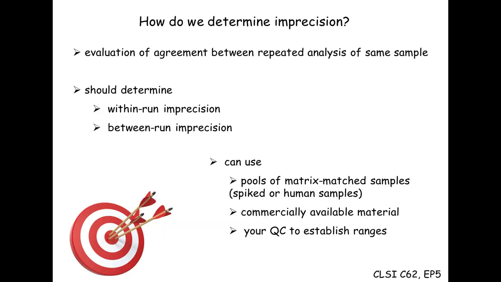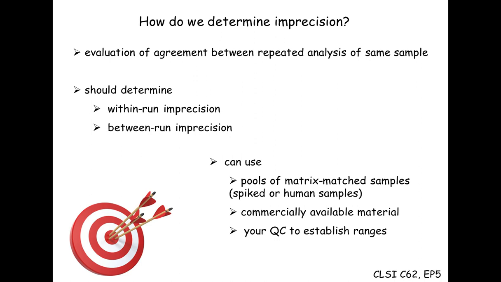So next we're going to talk about imprecision. Imprecision is the evaluation of agreement between repeated analysis of the same sample. In a method validation, we are going to determine our within-run imprecision. In other words, taking the same sample, extracting it multiple times, and running it within the same analytical batch. We're also going to determine between-run imprecision, which is extracting samples over different batches on different days.